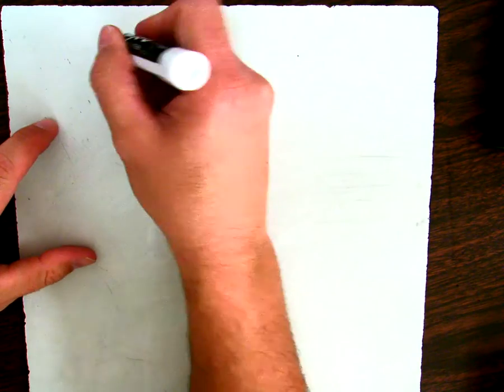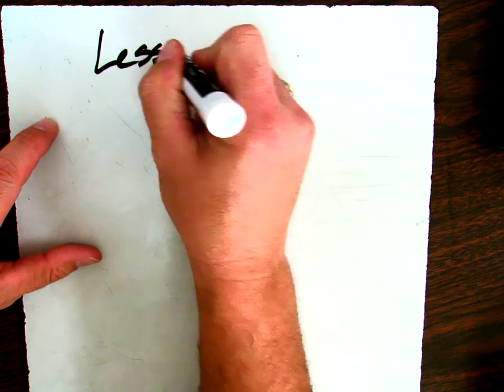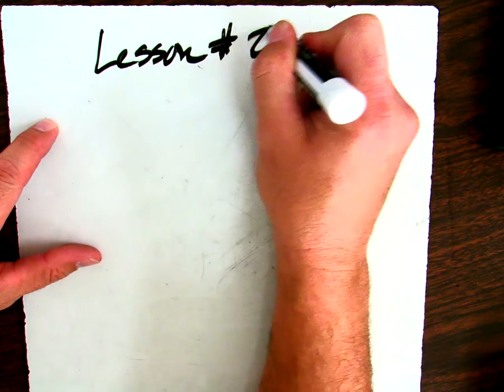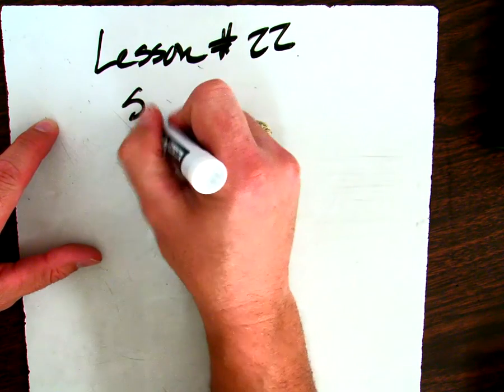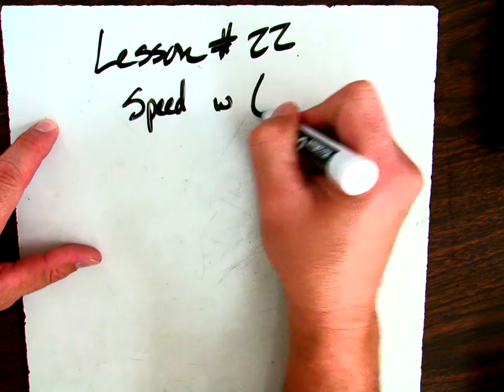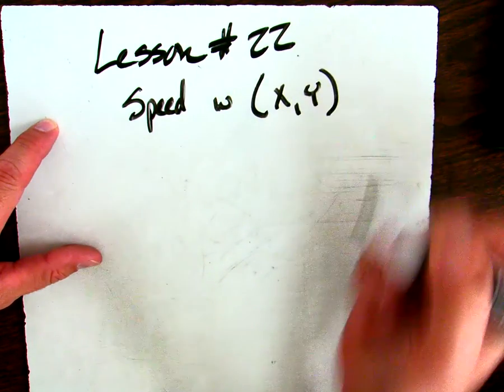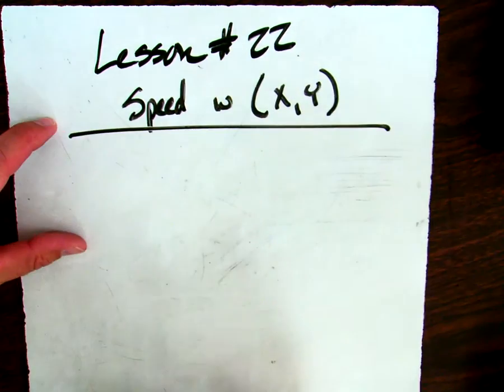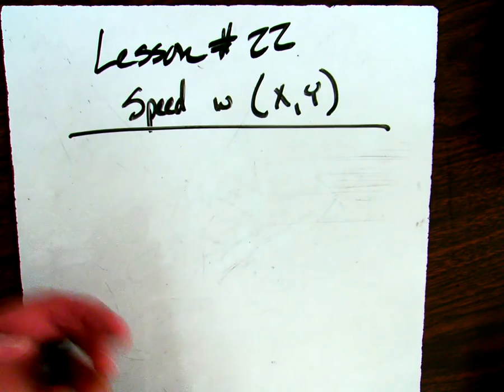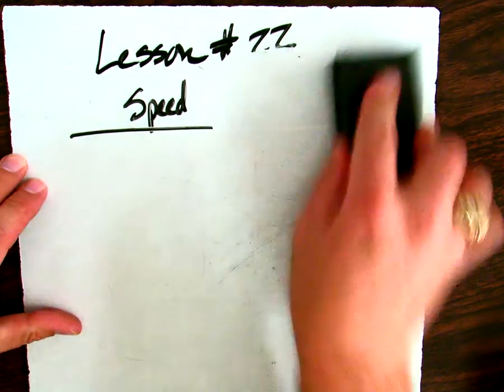Alright, so this is lesson number 22, and in lesson number 22 we're going to be talking about calculating speed with our ordered pair XY components. So that's what we're going to talk about first here. Now, what we need to make sure that we set up is a graph.